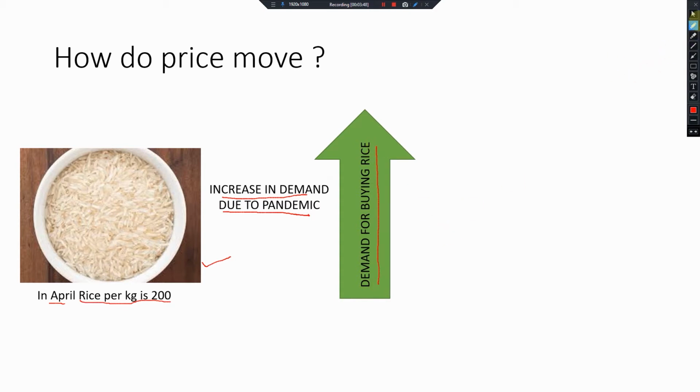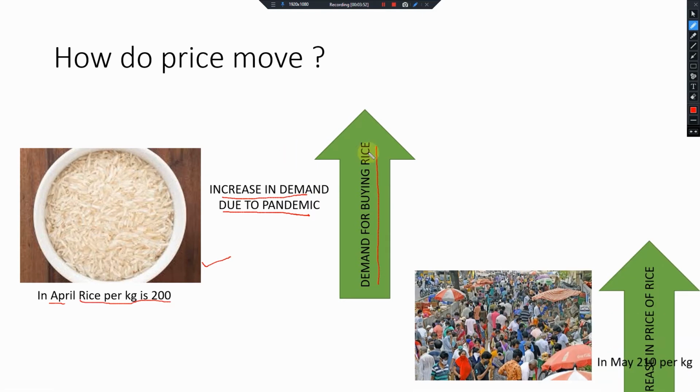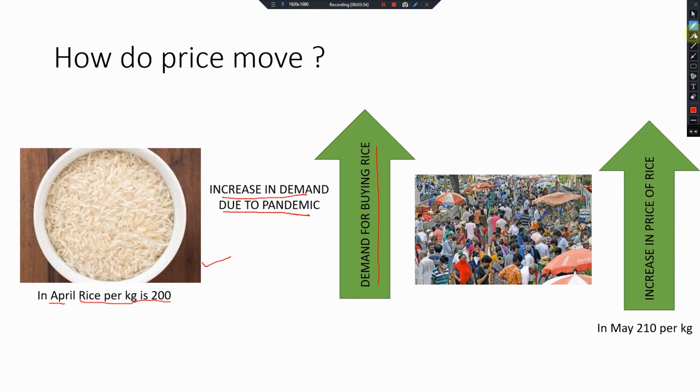So what happened when the demand or the number of buyers increased? So you see, all these are customers, or in other words, buyers. They were in huge numbers and they increased because there was demand for rice, which led to the increase in the price of rice per kg.